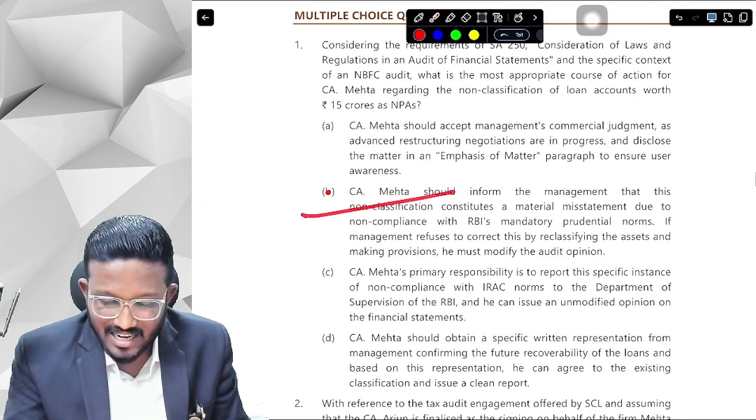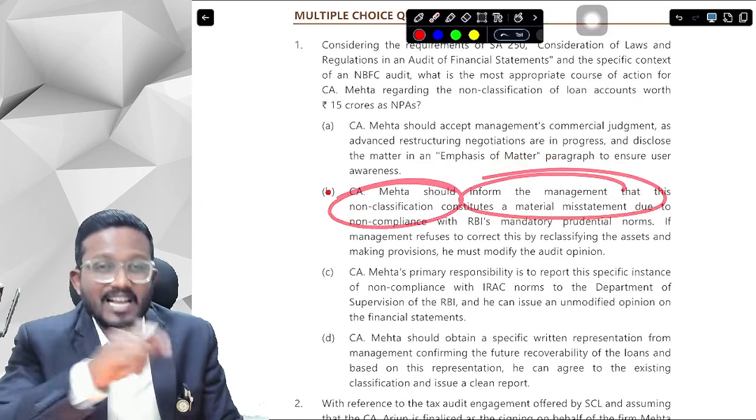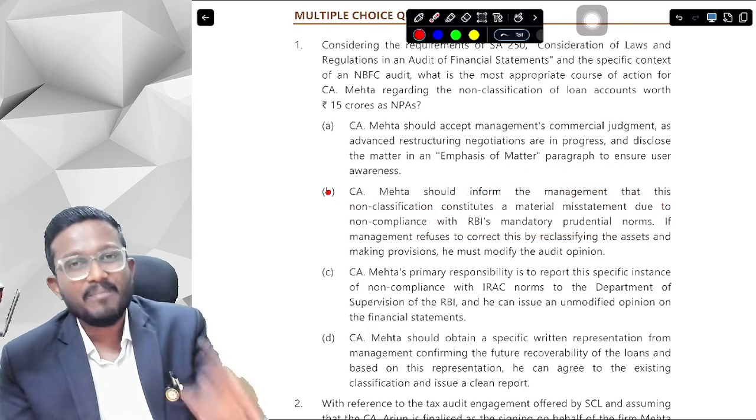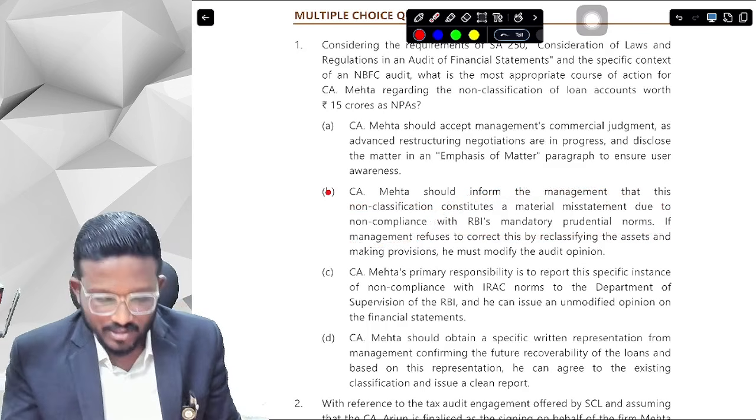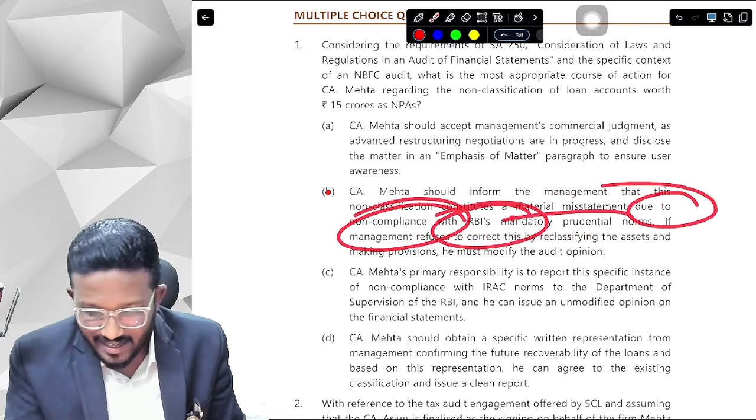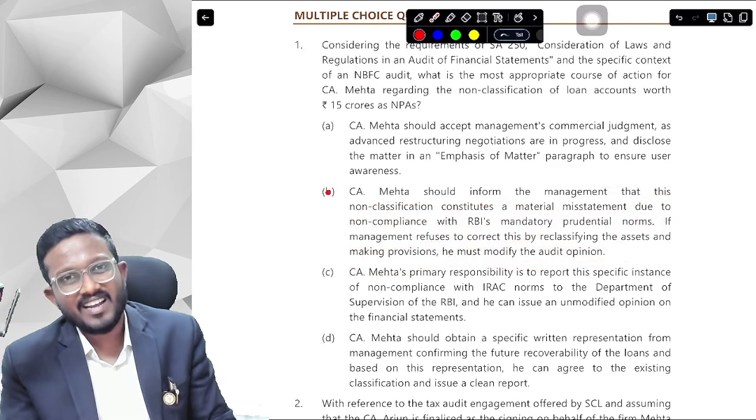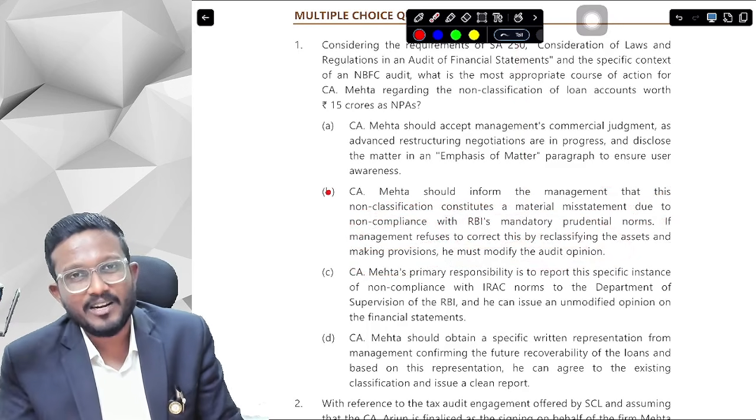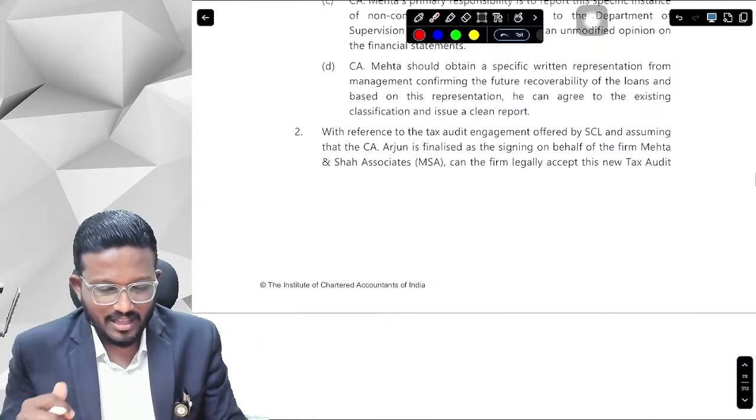Here it says that we need to inform the management that this non-classification means there is a material misstatement regarding non-compliance with RBI's mandatory prudential requirement, because RBI has mandated to classify this particular asset as NPA. If the management refuses to correct this by reclassifying the asset and making the provision, then we need to modify the audit opinion. So as per SA 250, what should we do, sir? We need to modify our audit opinion, because there is incorrect classification and a material misstatement in the financial statements.